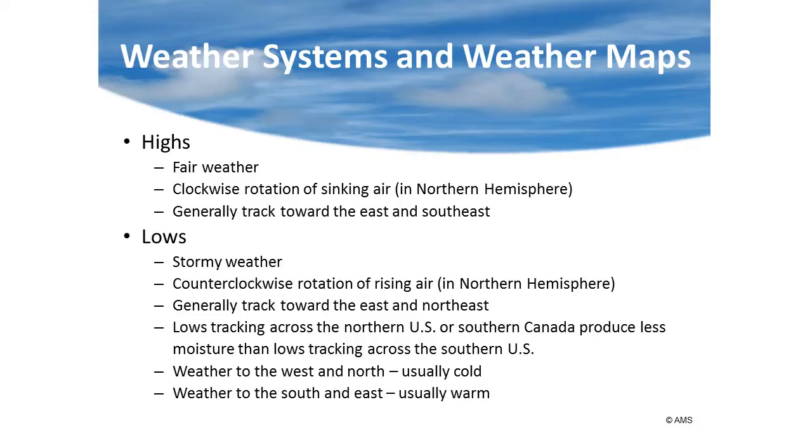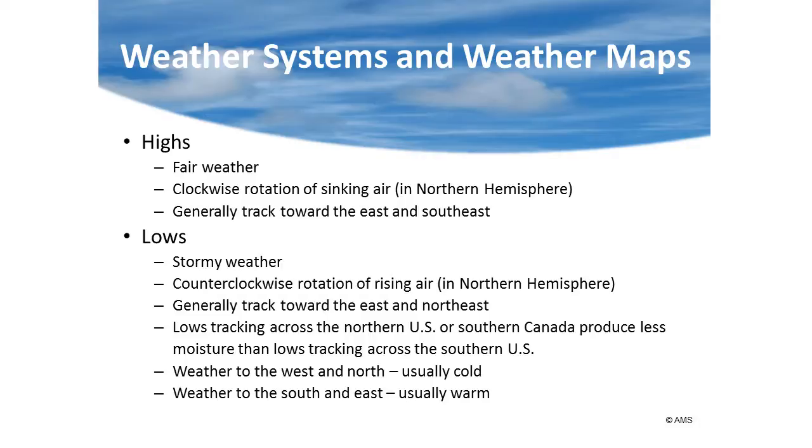Low pressure systems are rising air. The air is rotating counterclockwise in the northern hemisphere. So as that air rotates counterclockwise toward the center of a low pressure system, there's convergence and the air rises when it converges together. Rising air creates clouds and precipitation usually. So these systems track usually east-northeast across the country based on the jet stream flows.